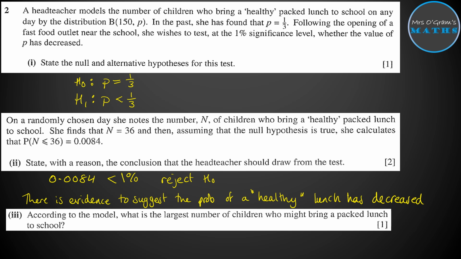Part 3 is, according to this model, what's the largest number of children who might bring a packed lunch to school? This was a bit of a weird question in my opinion, and what I didn't spot straight away is that it asked about the largest number of children who might bring a packed lunch. We're not talking about just the healthy ones anymore, just any kind of packed lunch brought to school, which means that's the total number of trials being tested out. So that has to be 150.